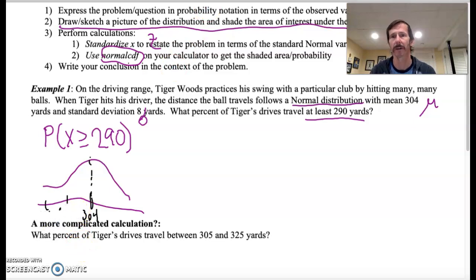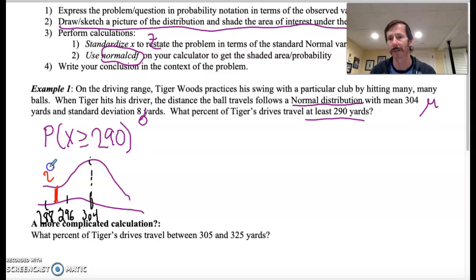Let me fix these. My standard deviation is 8, so 304 minus 8 would be 296. And minus another 8 would be 288. So those are my values down there. Now, I'm interested in 290 or more. So 290 is like right around here.